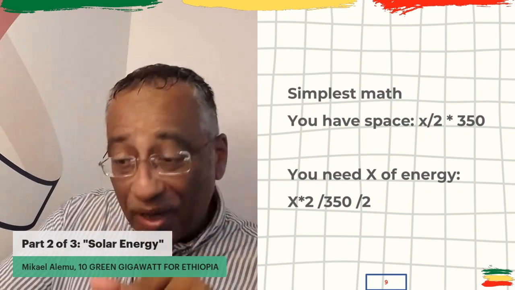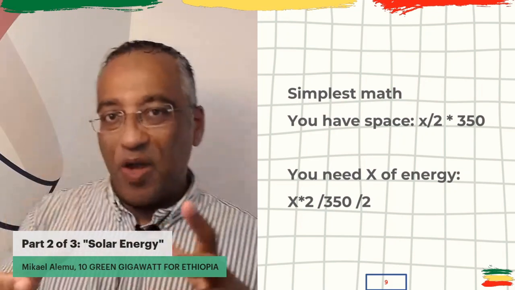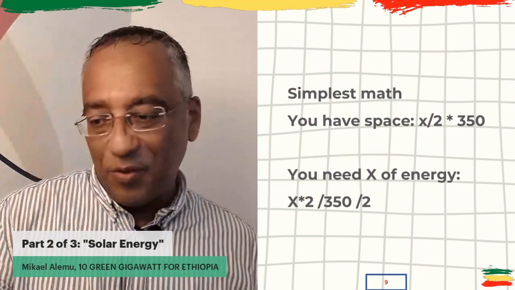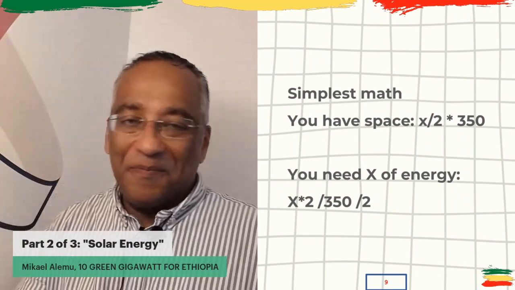Sorry, my mistake. You do not divide, you multiply by 2 again. One panel is 2 square meters. So we know how many panels, then multiply by 2, not divide by 2. I'm mistaken here. It's not dividing by 2. It's multiplying by 2. Sorry.